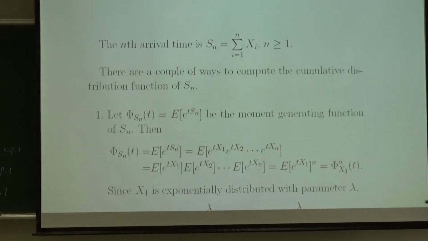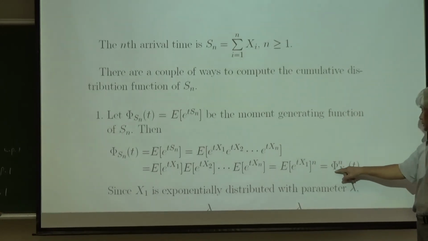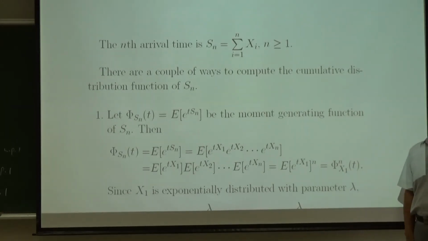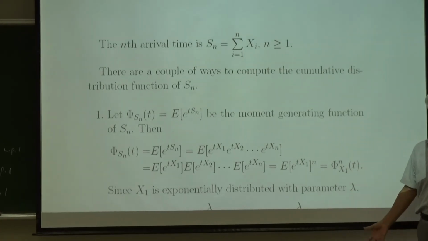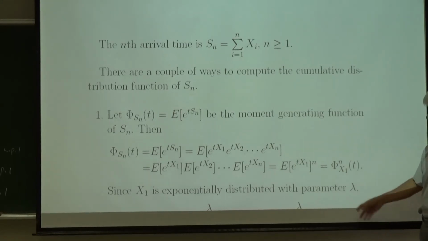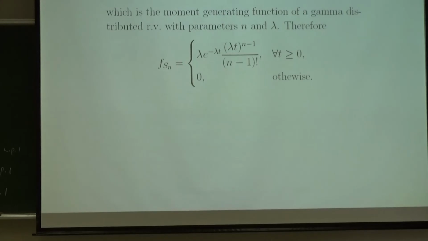And finally, this is very easy, right? It's the nth power of the moment generating function of x1. We know the moment generating function of x1 because x1 is exponentially distributed. This is the moment generating function of an exponentially distributed random variable, and it's very simple: lambda divided by lambda minus t. So the moment generating function of Xn is equal to this quantity.